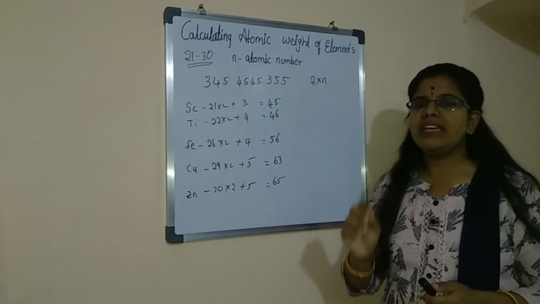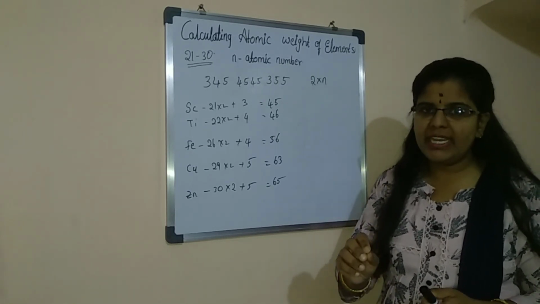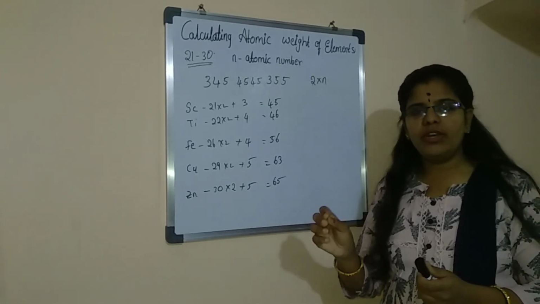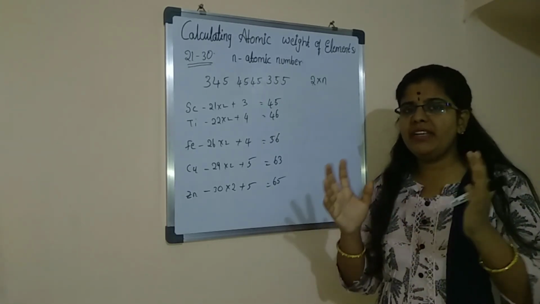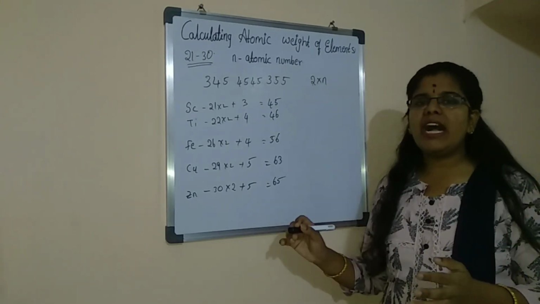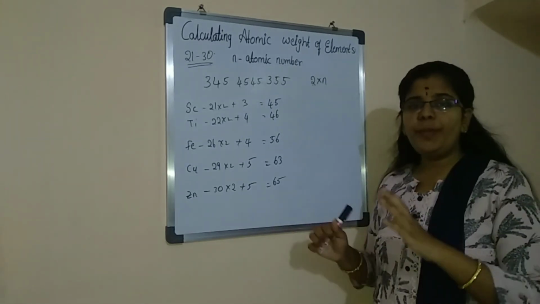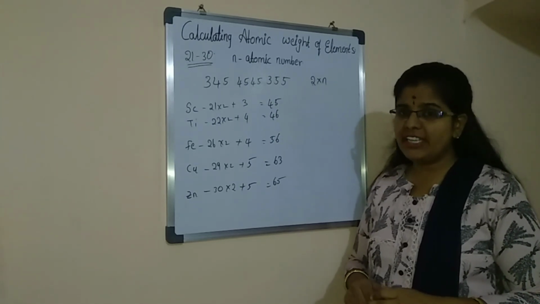But there are a few exceptional elements which have to be taken in decimal, such as chlorine. So only one element in 1 to 30. All the others have whole numbers. I hope everyone has understood and it is clear for everyone.